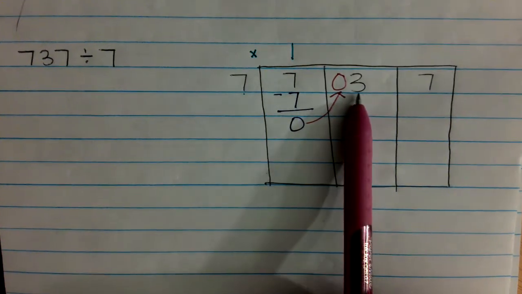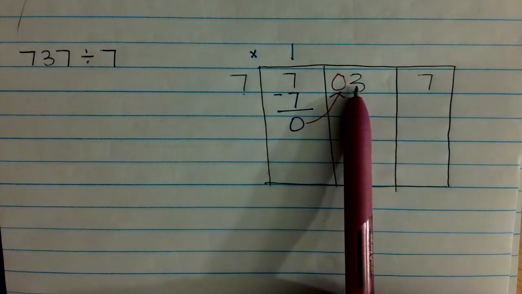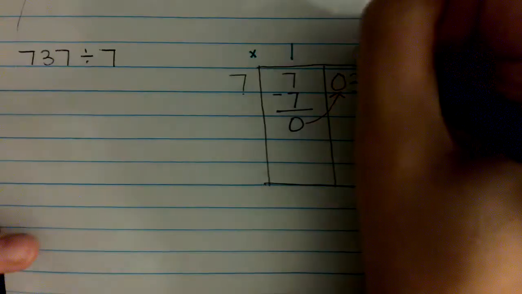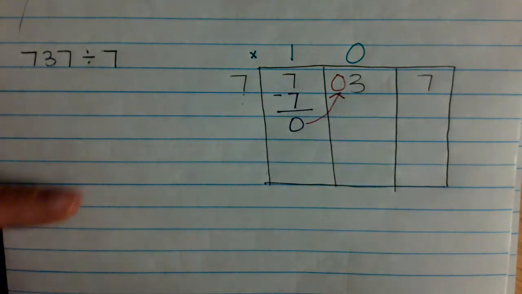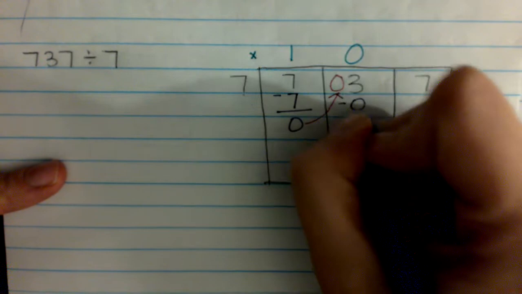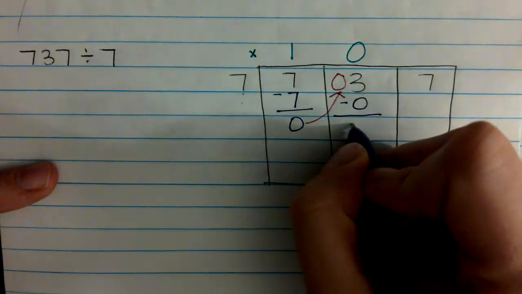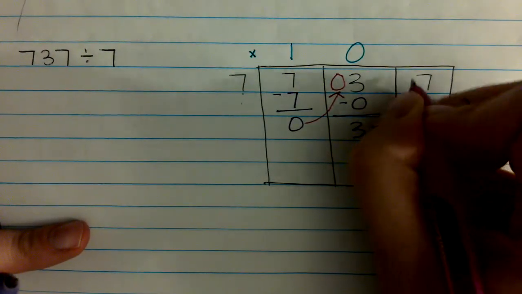So now I have a 3. Well, 7 goes into 3. It can't go into 3, can it? No. So I have to put a 0. So 0 times 7 is 0. So minus 0. That leaves me with 3. Got to bring my 3 over.